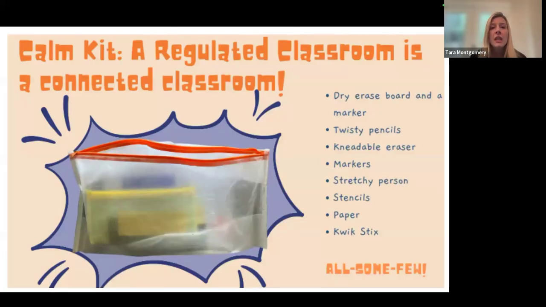Then we have our calming kit. I'm sure if you have like a little sensory, I know our school has a sensory room for students that may have certain feelings that can go in there to calm down. But this is just a calming kit. You can put anything that applies to you or your classroom or you think would work best for your students. But for this one, just to give you an idea, you can put a dry erase board and a marker, twisty pencils, erasers, markers, a stretchy person, stencils, paper, whatever you feel would be best for your classroom.